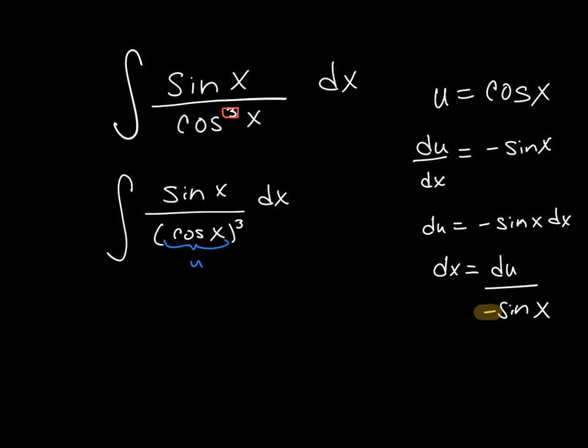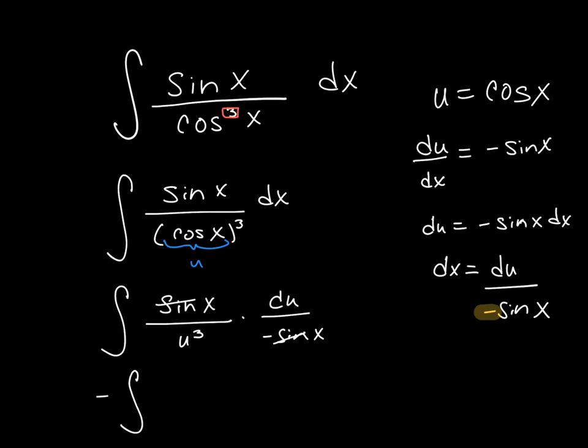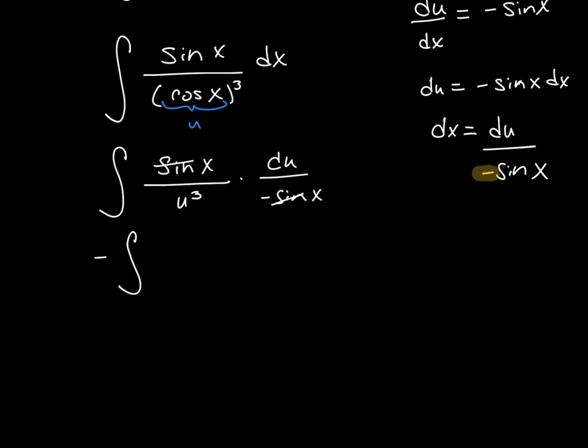So now when I go through and write this back out, this is the integral of the sine of x. Everything inside here becomes u to the 3rd. dx gets replaced with du over minus the sine of x. So even though these cancel, what I end up having is I have to pull out that negative outside of that integral. So now this just becomes u to the negative 3rd du.